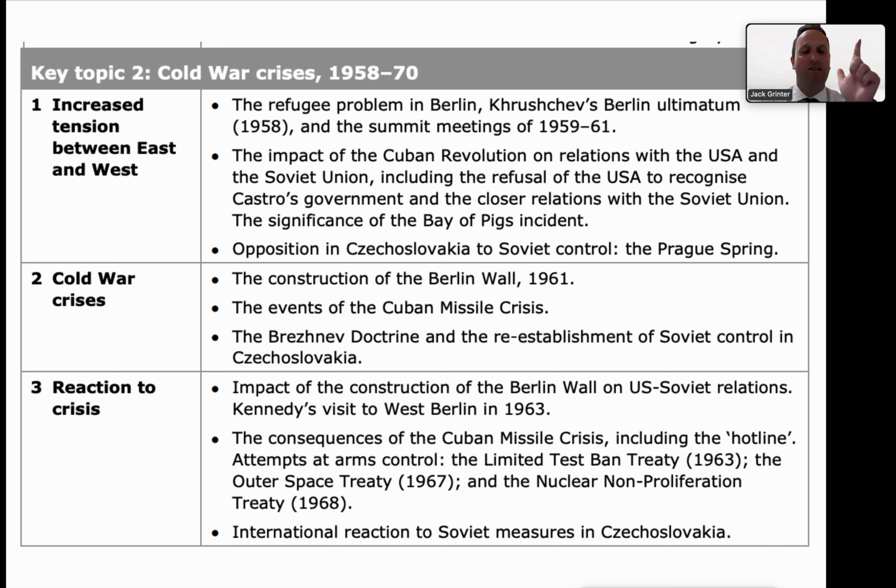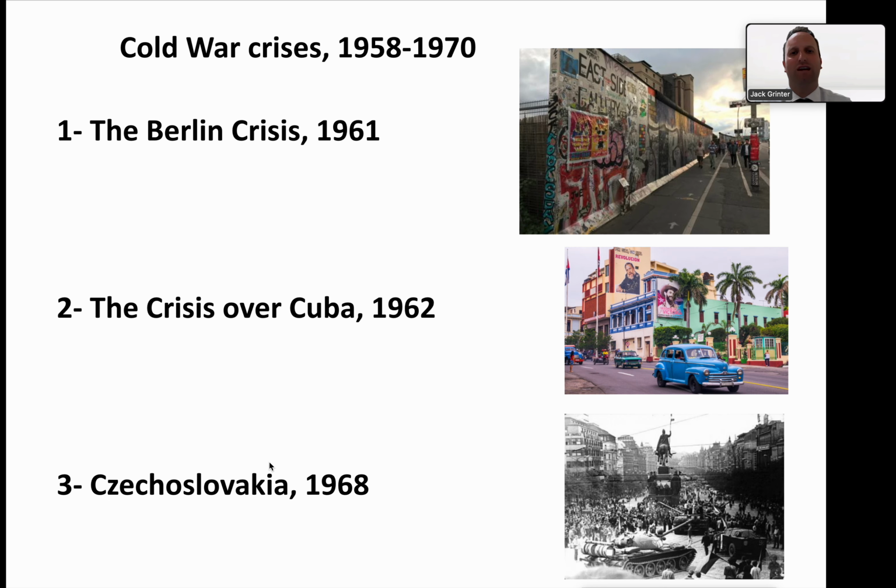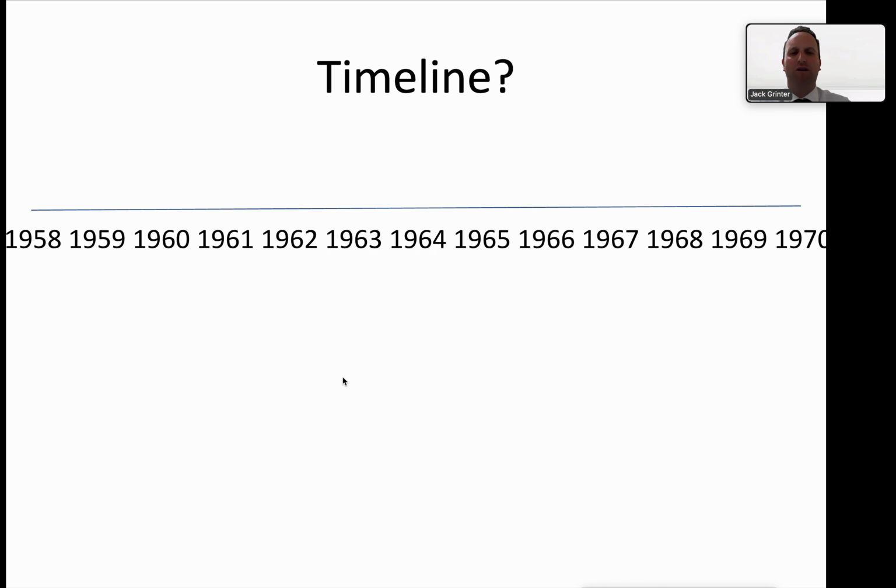The second area is Cuba, with the Cuban Revolution, the Bay of Pigs, and the Cuban Missile Crisis. And then the third area is Czechoslovakia in 1968. So Key Topic 2 focuses on, as it says there, Cold War crises, 3 different ones that we look at. We're going to start with Berlin.